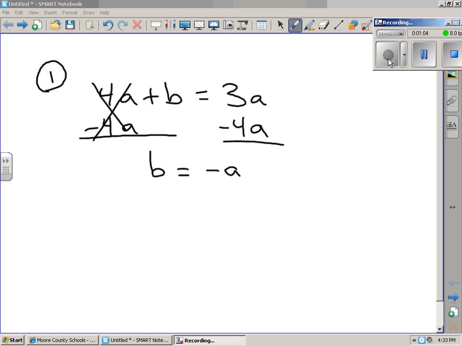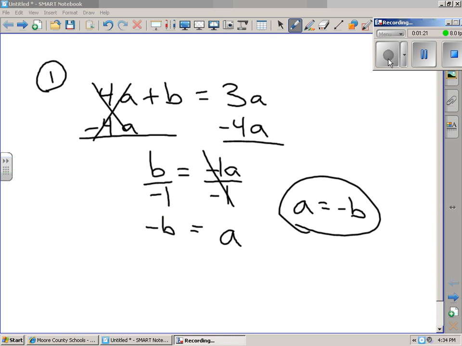We need to get a completely alone, so we need to get rid of the coefficient of a, which is a negative 1. So we divide each side by a negative 1, and we get a is equal to negative b. So your answer here is a equals negative b. So you'll see a actually equals a variable. We don't get a specific number for our answer.